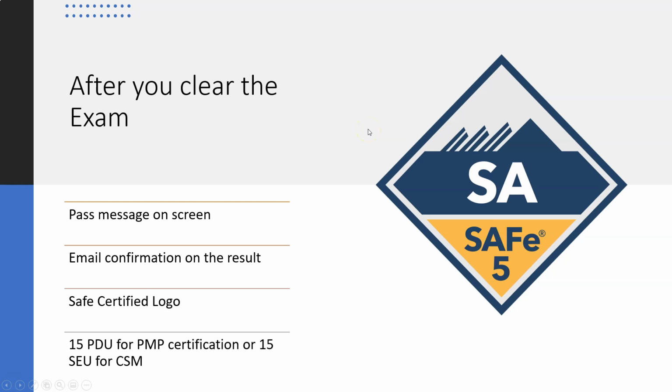So after you clear the exam, you get the pass message on the screen right away. You get an email confirmation on the result, and you get a SAFe certified logo, like I'm showing on the right hand side. And if you have PMP or Certified Scrum Master certification, you get 15 PDUs, which is Professional Development Units, and then SEUs, which are again education units for Scaled Agile, which can be used for PMP and CSM certification renewal. So this is all about it.